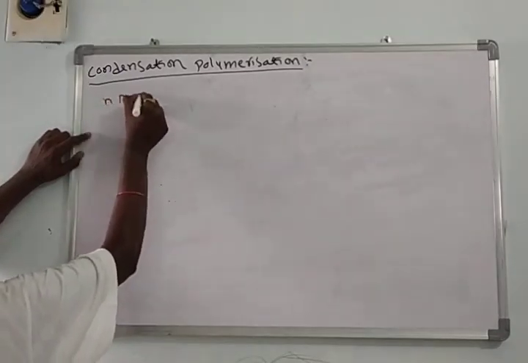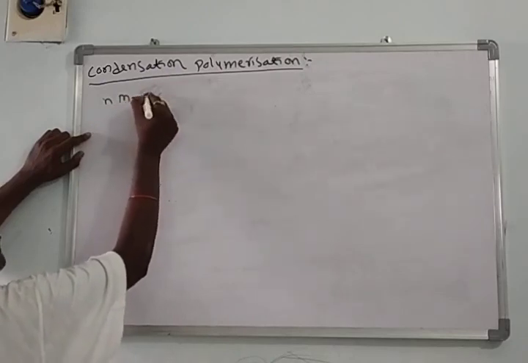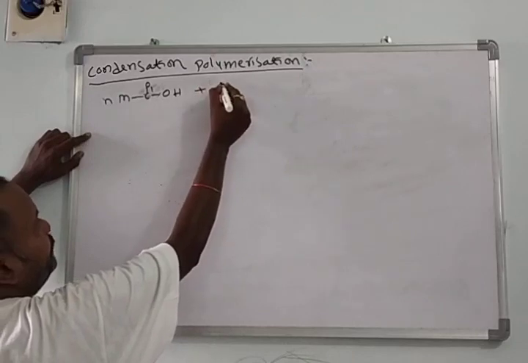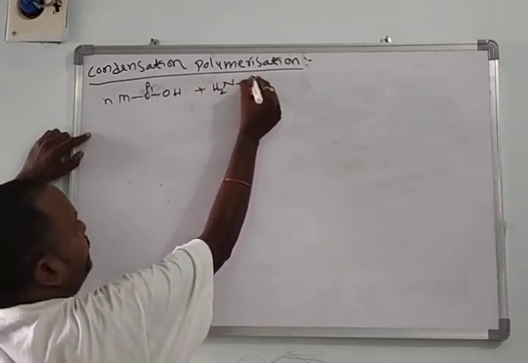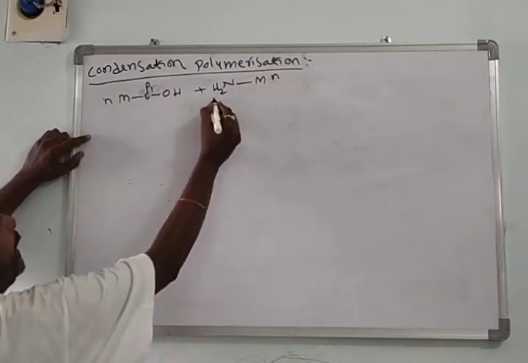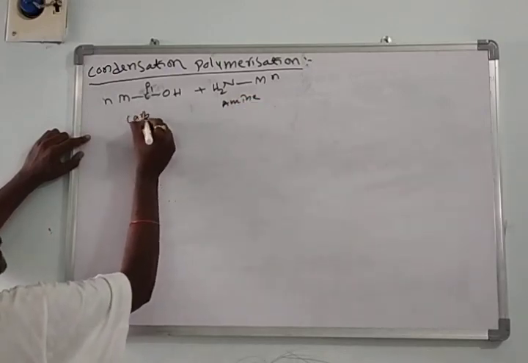Here I am taking a number of molecules of one carboxylic acid and a number of molecules of amine. Here n is the number of molecules of amine. This is the amine, this is the carboxylic acid.